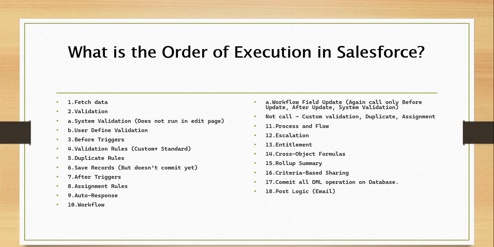Then assignment rules. Then auto response rules. Then workflow rules, and workflow is divided into many parts: field update, after update, system validation, then process and flow, then escalation. After that internal rules. 14th is cross object formulas. 15 is roll-up summary. 16 is criteria-based sharing. 17 is commit all DML operations to the database. And 18 is post-commit logic, like email. These are the order of execution in Salesforce.